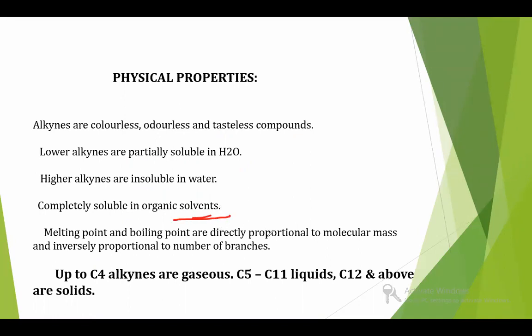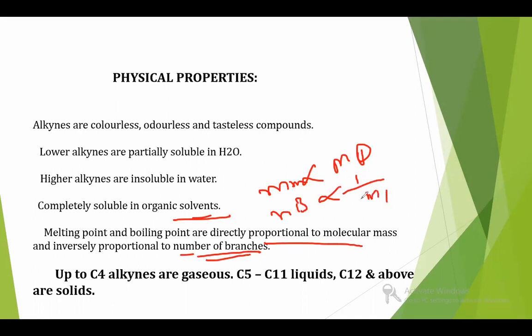Melting point and boiling point are directly proportional to molar mass and inversely proportional to the number of branches. As molar mass increases, the melting point also increases. As the number of branches increases, the melting point and boiling point decrease. So molar mass is directly proportional to melting point and boiling point, and both are inversely proportional to branching.